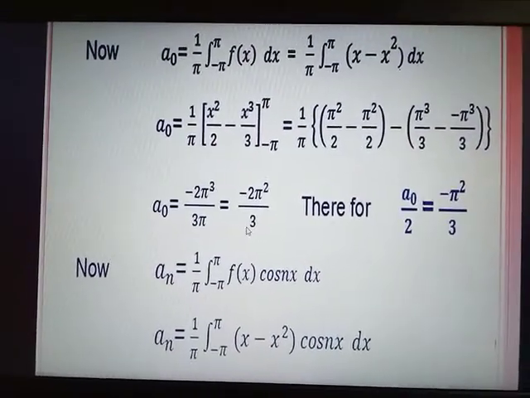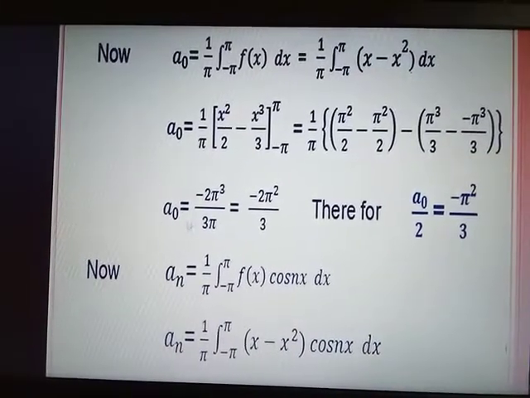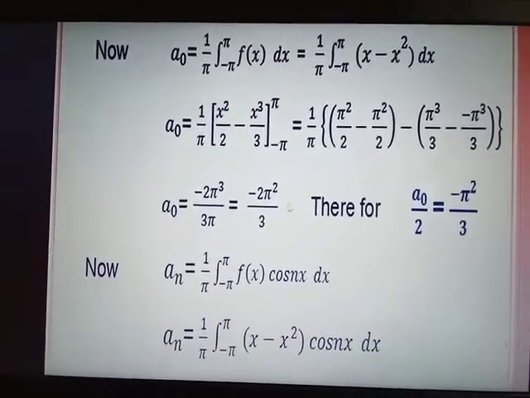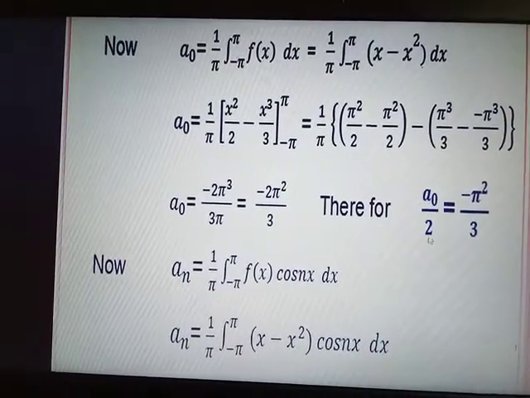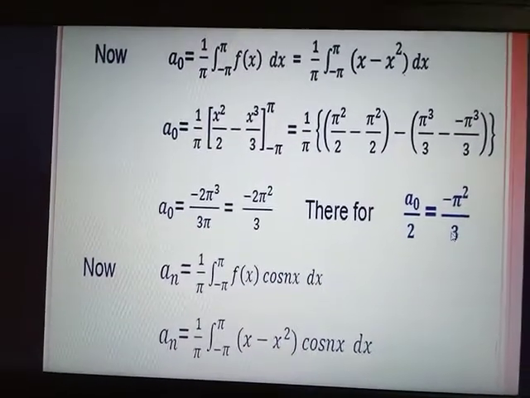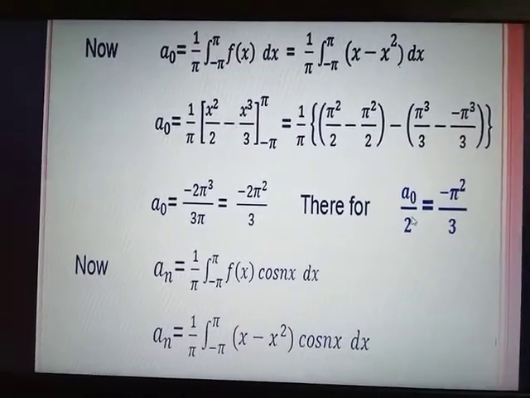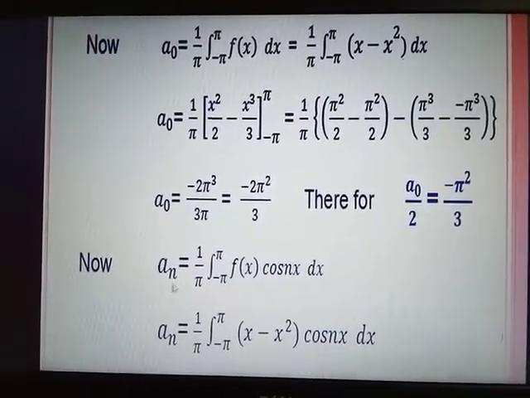And in our Fourier series we have a0 by 2, so we have to find the value of a0 by 2. For that, take this 2 to this side, we get a0 by 2 is equal to minus pi square by 3. First term is over. Next is, we have to find the second coefficient, that is an.